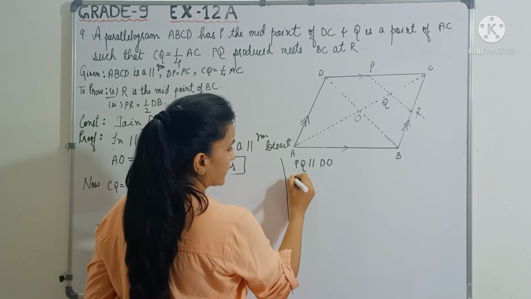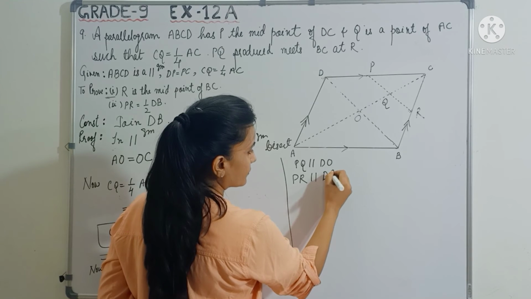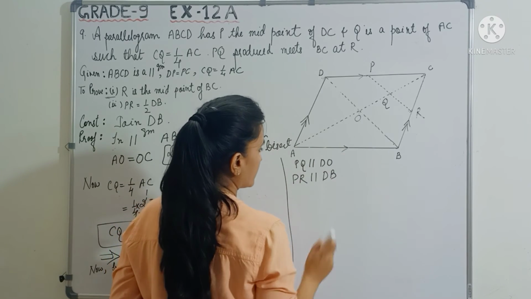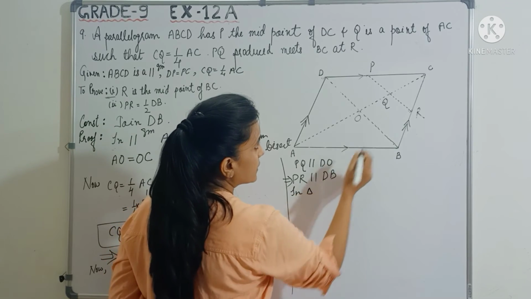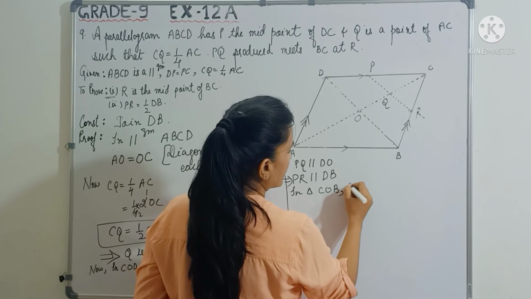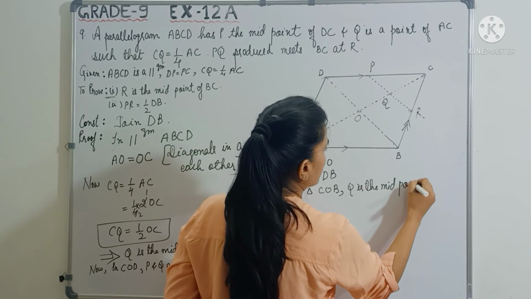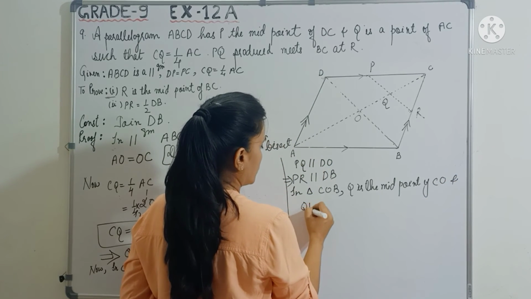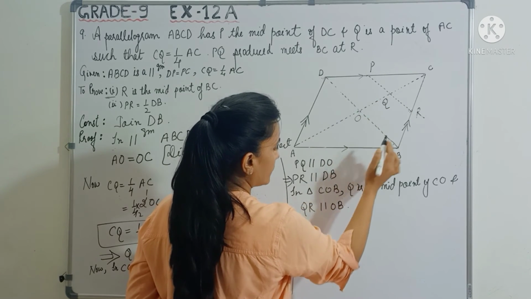So can I say that PR is also parallel to DB, right? If PQ is parallel to DO, I can say that PR is parallel to DB, right? Now in triangle COB, what do you observe? Q is the midpoint of CO, and QR is parallel to OB, right? QR is parallel to OB.